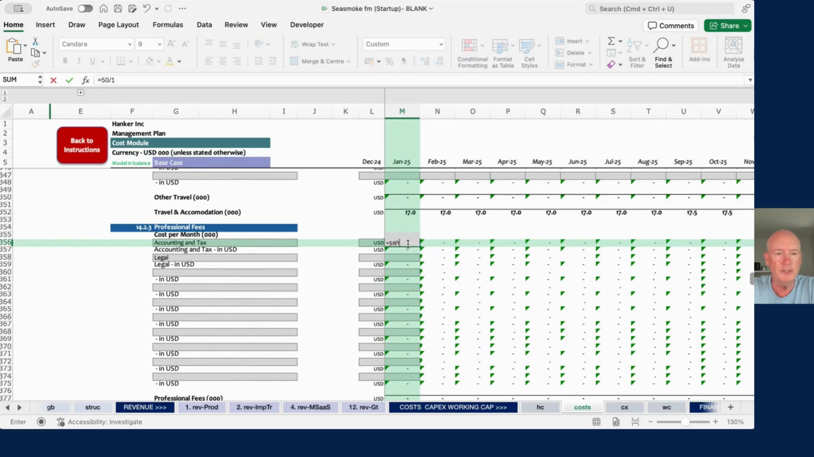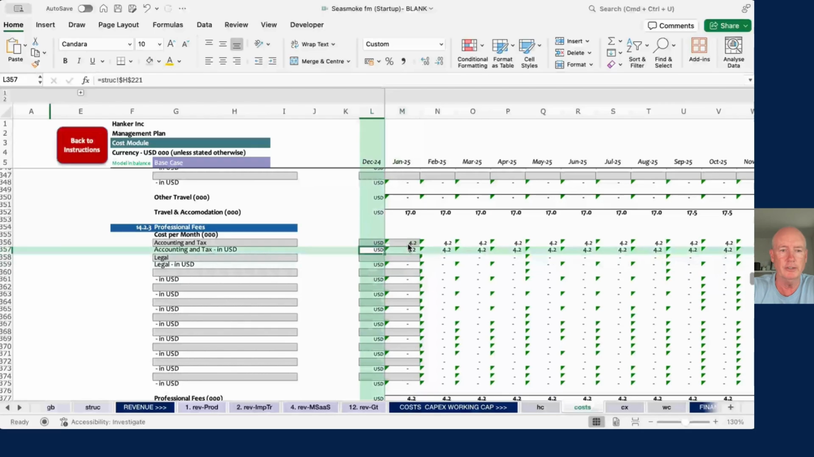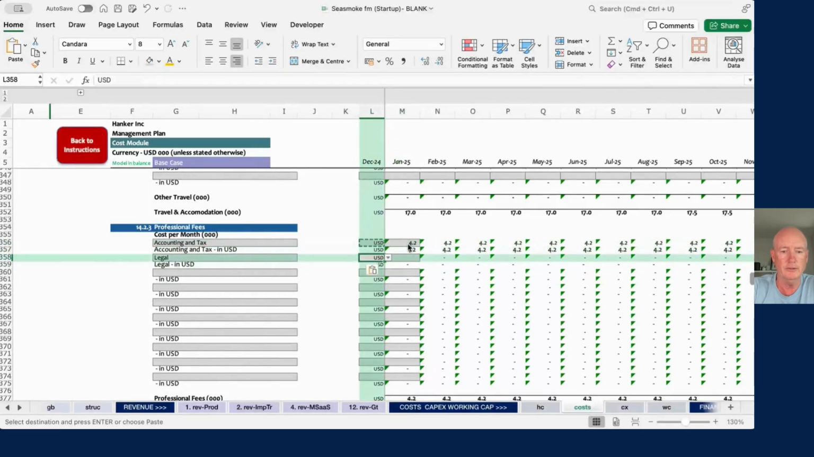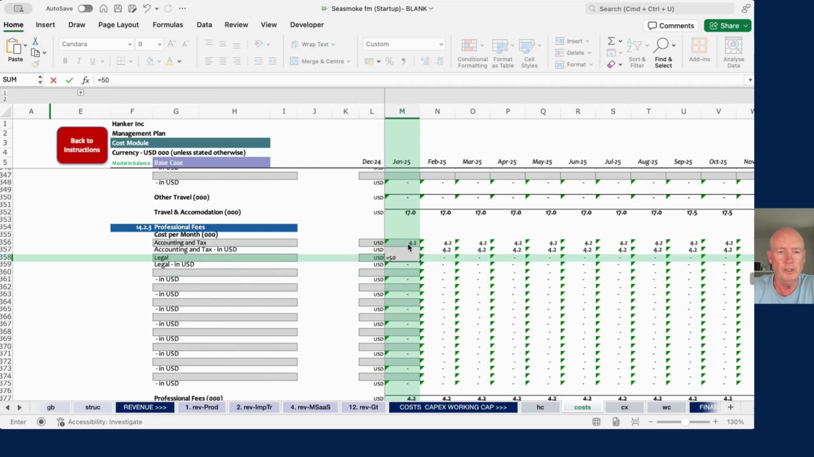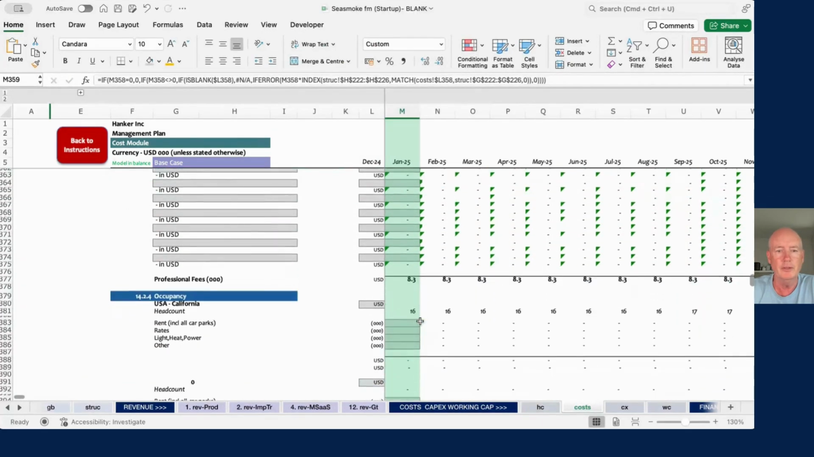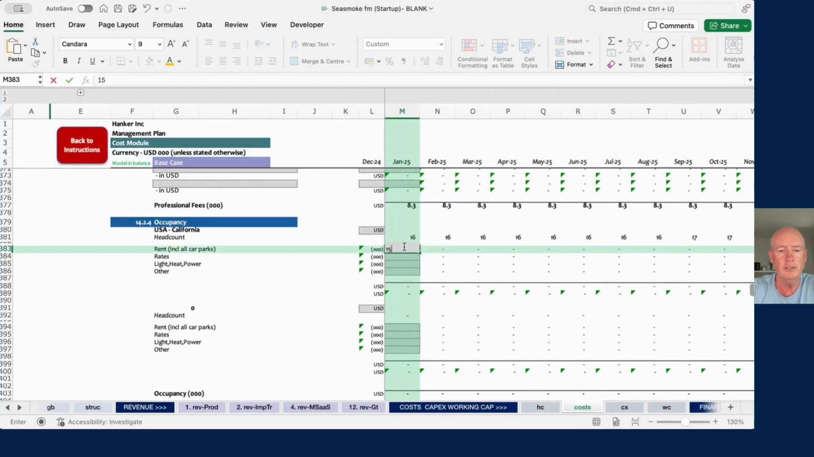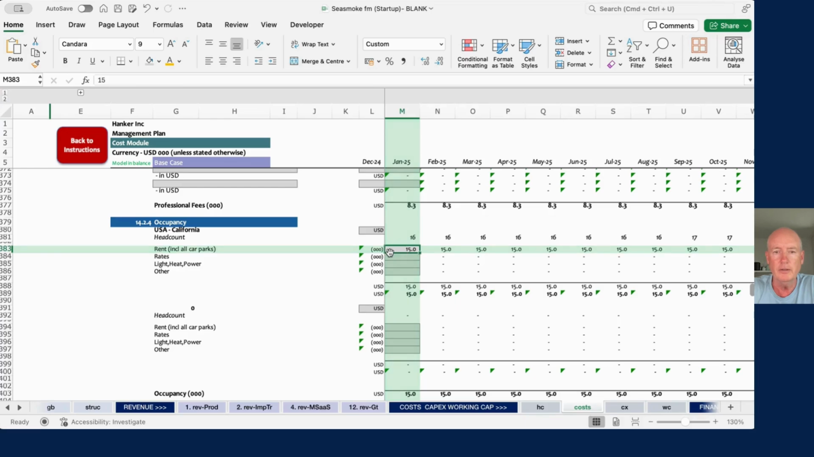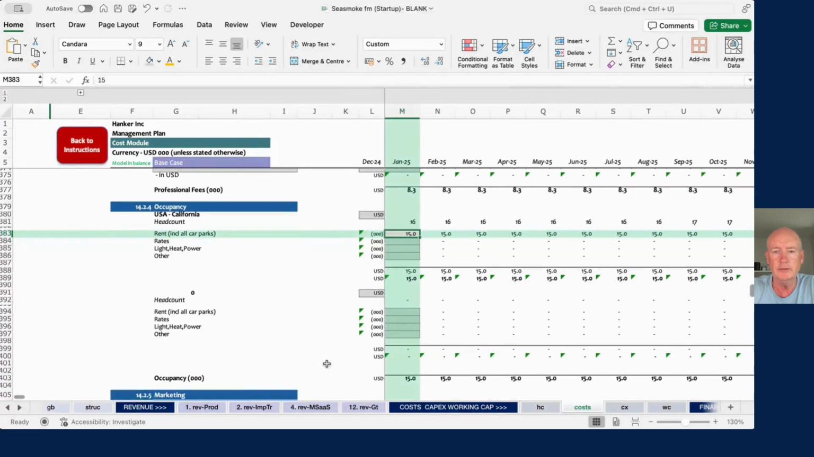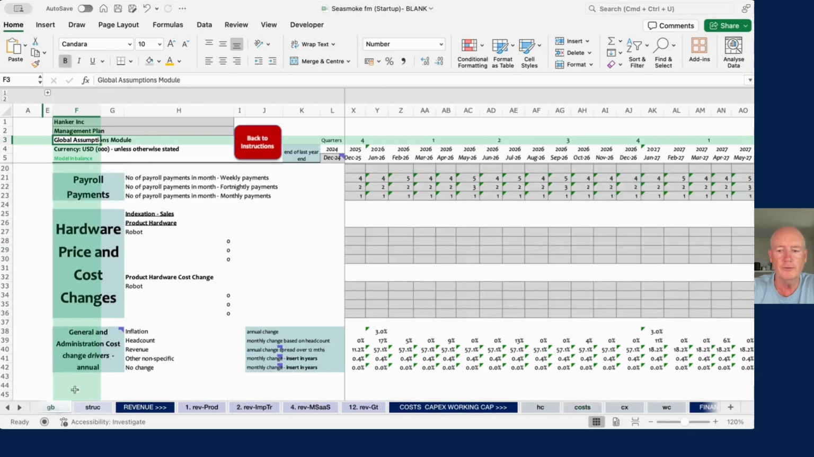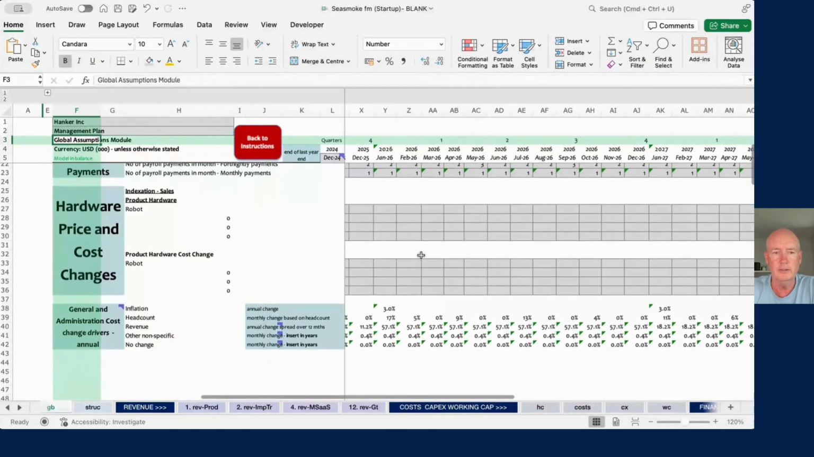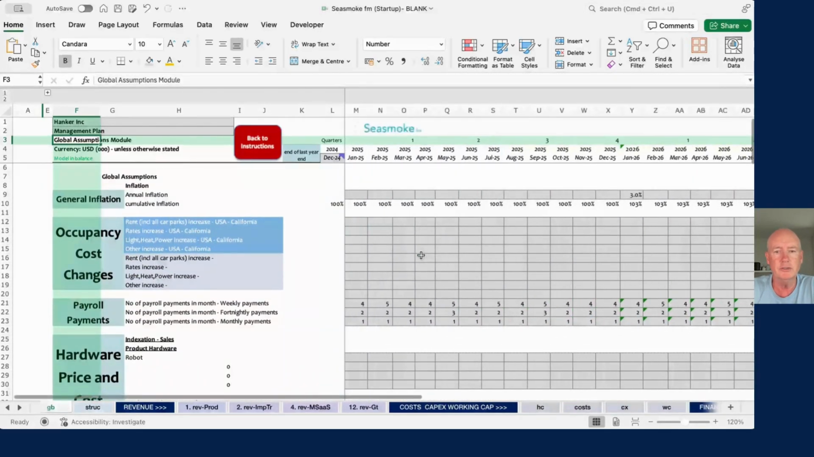And then on professional fees, we're going to do accounting and tax, and then we're going to do legal. We're using US dollars, so let's put in US dollars, and we're going to do 50 grand a year, and same again, US dollars, and it's 50 grand a year. Okay, that just goes up by inflation.